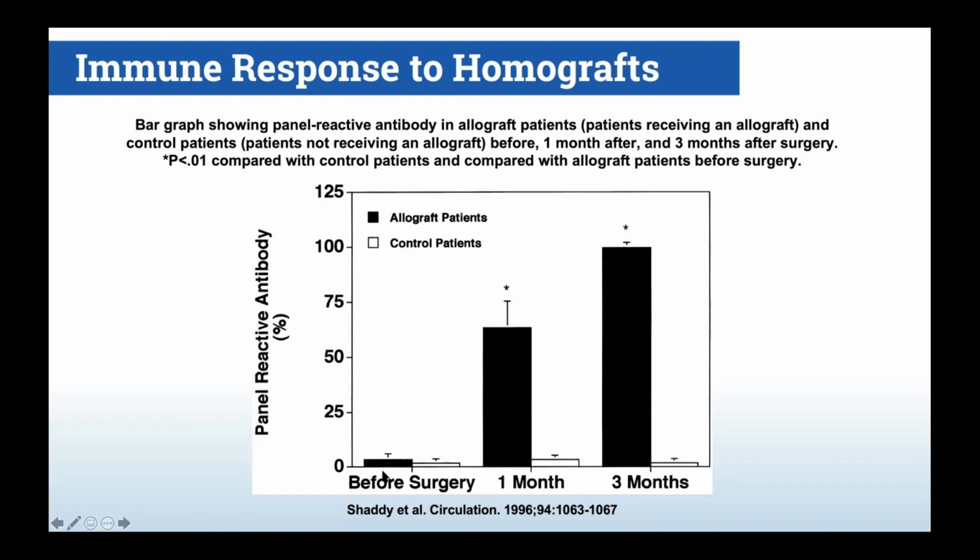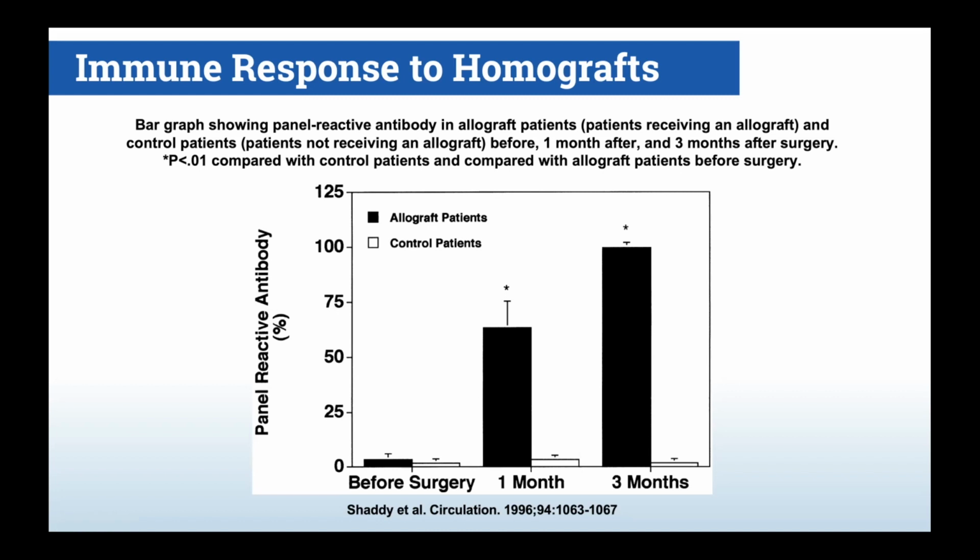And before an operation, most people would have very little in the way of circulating antibodies against other human tissues out there. But within a month, we have a very, very robust antibody response. And within 3 months, basically everybody who has received one of these allograft or homograft, meaning human cadaveric valves, has developed 100% panel reactive antibodies. Just to give you an idea, that's after one operation.